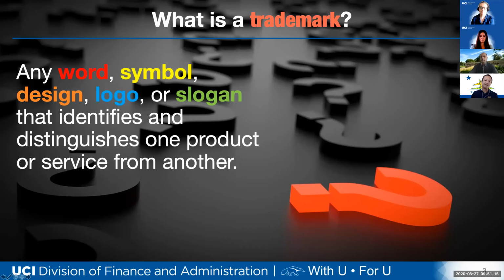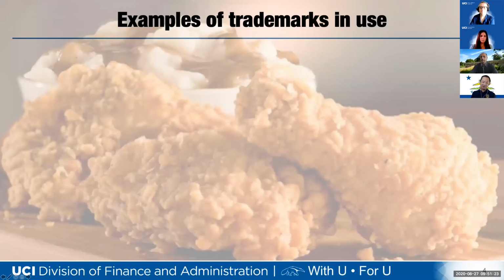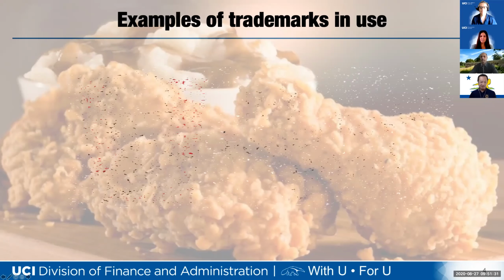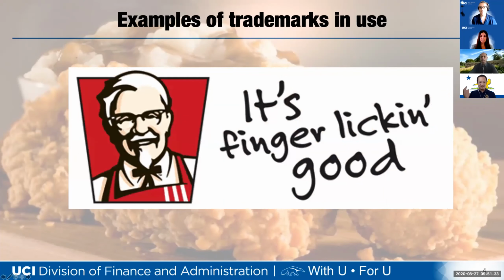So basically, it's a way to identify the source of a thing or a service. So let me give you some examples. And they're going to be easy, because that's the whole point of a trademark, right? You want to make it easy for people to know where that thing or service came from. So here's the first one. I bet all of you can figure out that this is from Kentucky Fried Chicken, or KFC.